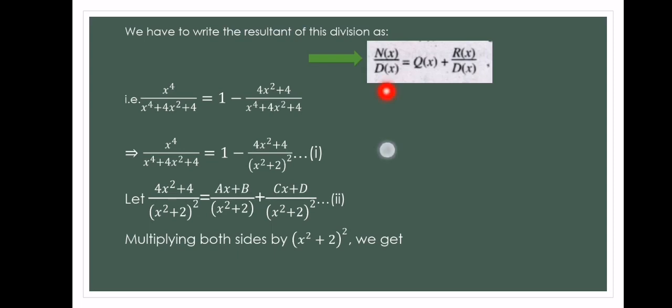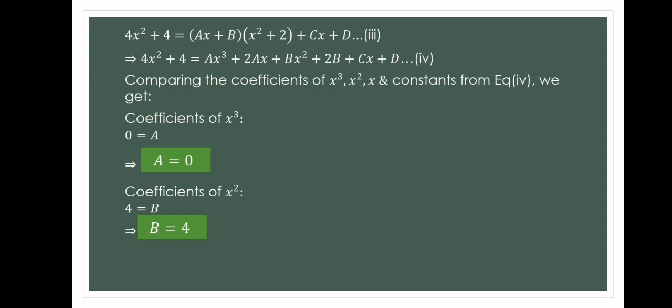Since we have the sum of a polynomial and the proper fraction, we are going to take this proper fraction to be reduced into the partial fractions. So we take (4x² + 4)/(x² + 2)² = (ax + b)/(x² + 2) + (cx + d)/(x² + 2)². It is our equation number 2. Multiplying both sides by the LCM of the denominator, we just get 4x² + 4 = (ax + b)(x² + 2) + (cx + d).